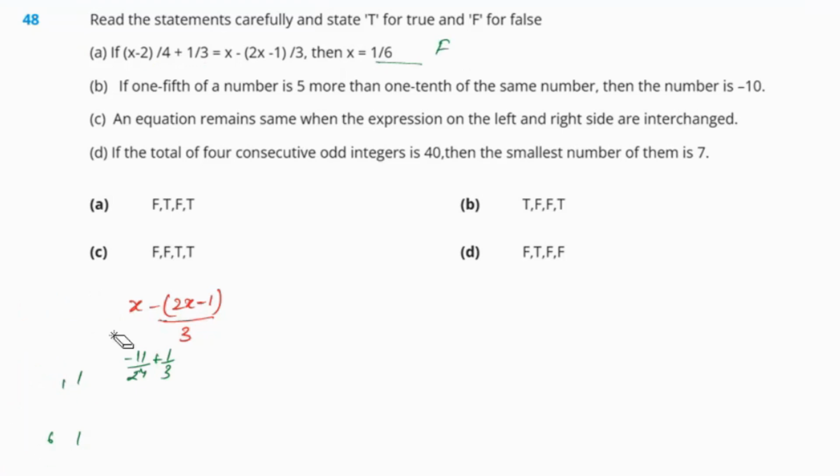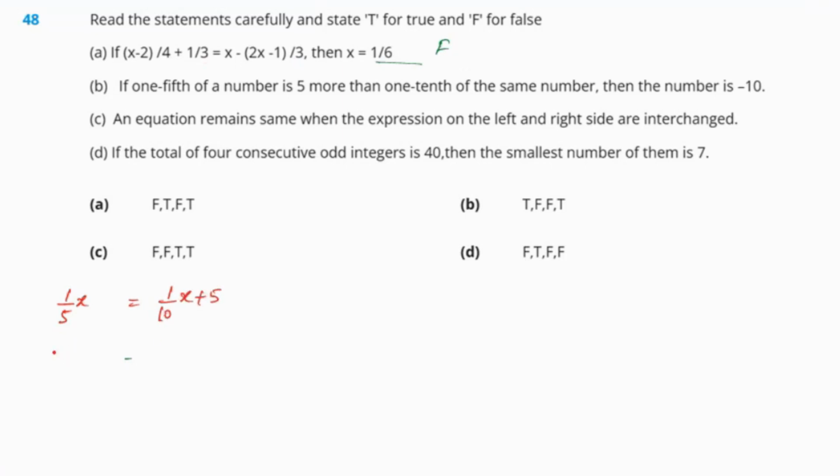Okay, the next one: 1/5 of a number is 5 more than 1/3 or 1/10 of the same number, then the number is minus 10. It is saying that 1/5 of a certain number is 5 more than the 1/3 or 1/10 of the same number.